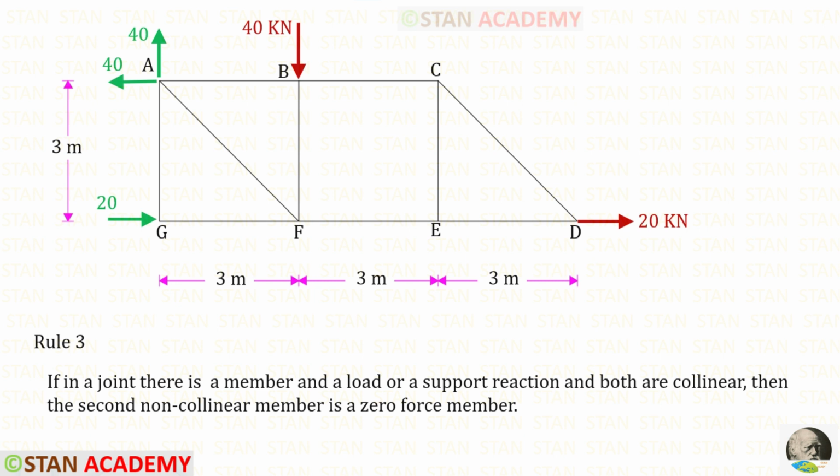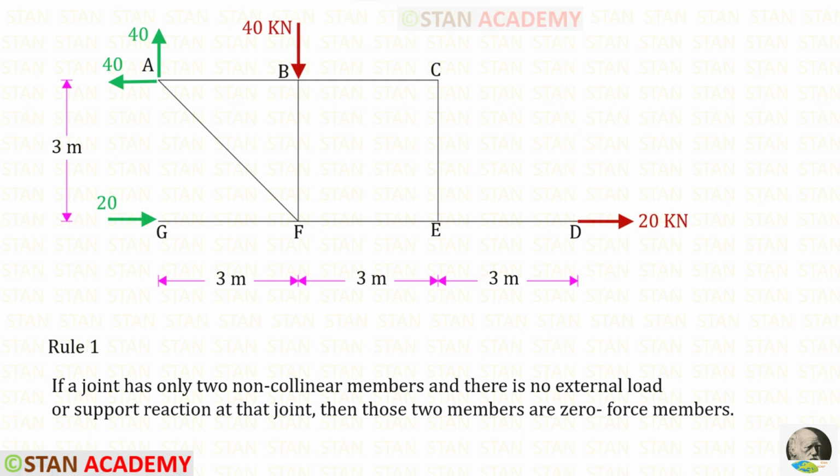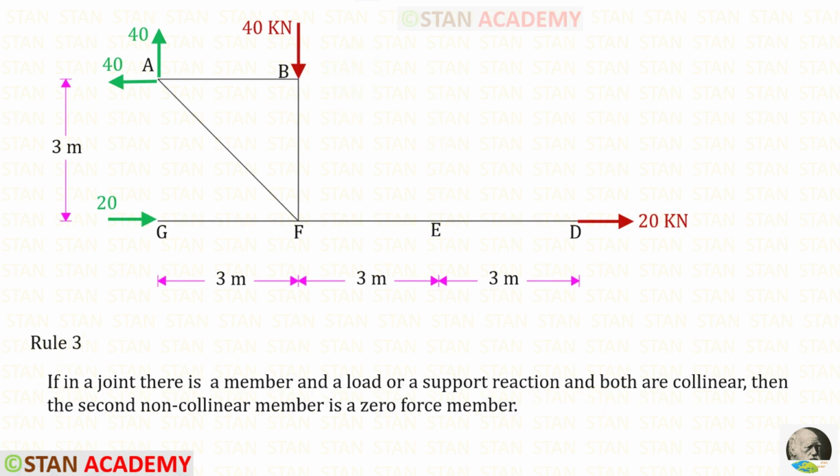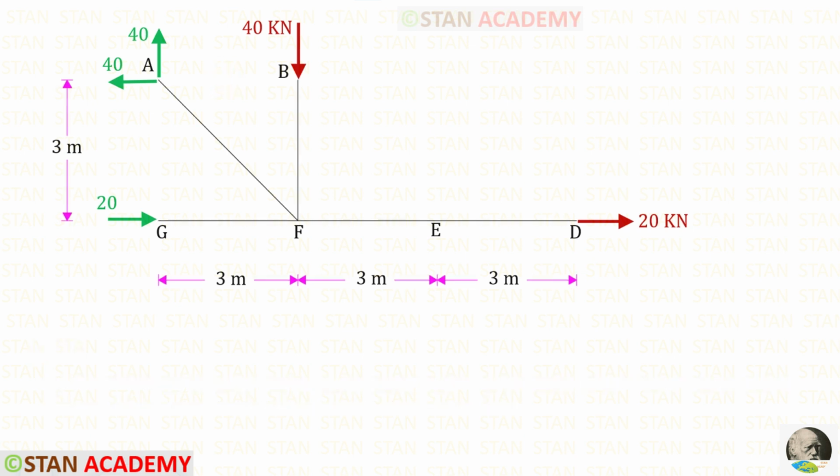By using the rule number 3, we can know that the member forces CD and AG are 0. We can remove both of them. Now using the rule number 1, we can know that the members CE and CB are zero force members. We can remove them. Now again using the rule number 3, we can know that the member force in AB is 0. We can remove it.